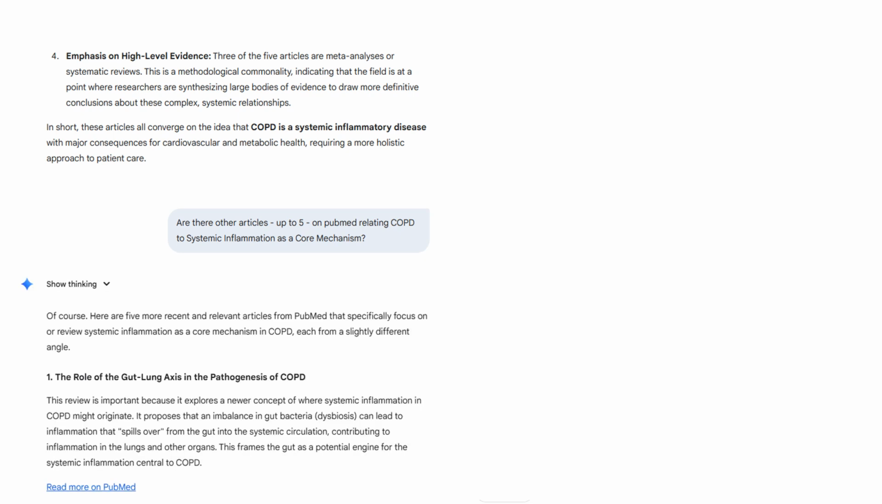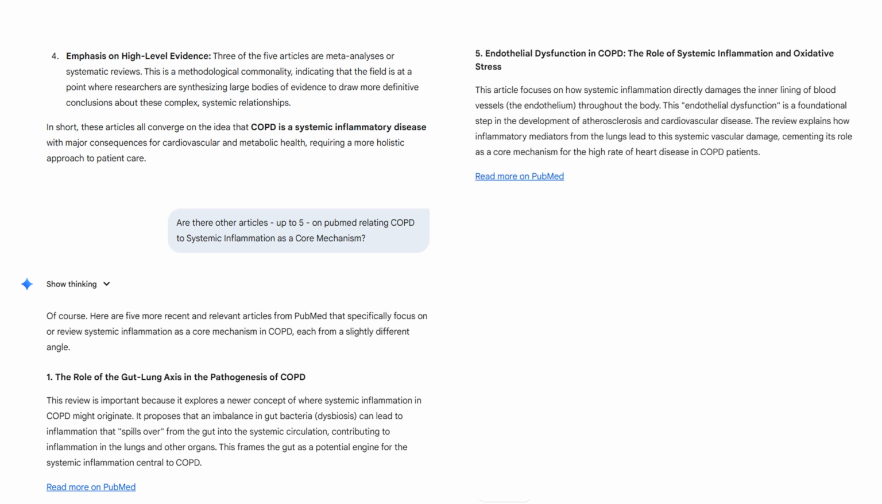And it ends up with emphasis on high-level evidence. So they all converge on the idea that COPD is a systemic inflammatory disease with major consequences for cardiovascular and metabolic health. Are there other articles, only up to 5, on PubMed relating COPD to systemic inflammation as a core mechanism? Oh, here they are. So here's another 5 articles now specifically about the concept that it identified as being first in importance. Here's the last of the 5.